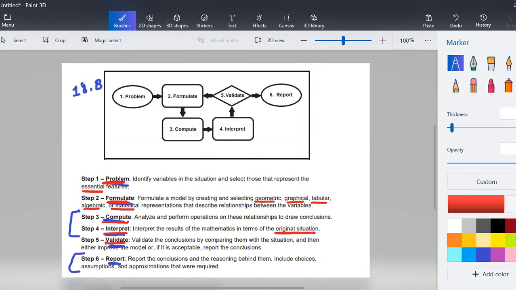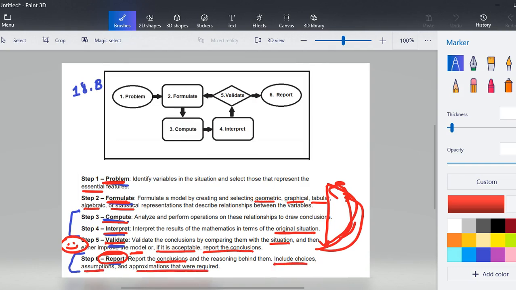We can validate our conclusions. We can compare them with the situation, and then we can either improve our model, and I like this part. We can improve our model, or if it's acceptable, we can just go ahead and report. But we can improve and run back up and start somewhere and come back down and improve or whatever we'd like to do. But ultimately, we need to report out our conclusions, whether it was several trips around the moon here, and the reasoning behind them, or around the sun. And this includes some choices, assumptions, approximations, whatever we did to come to our conclusions.